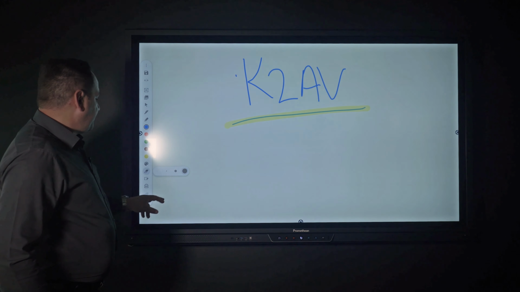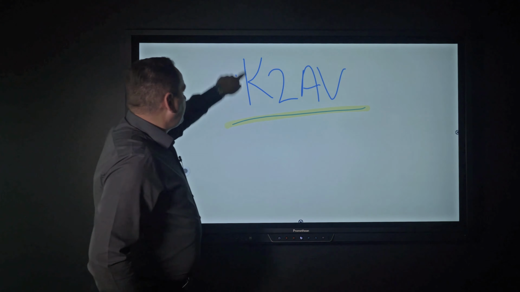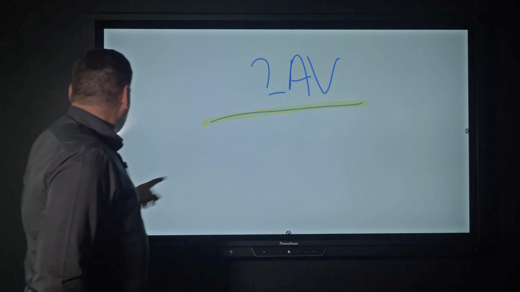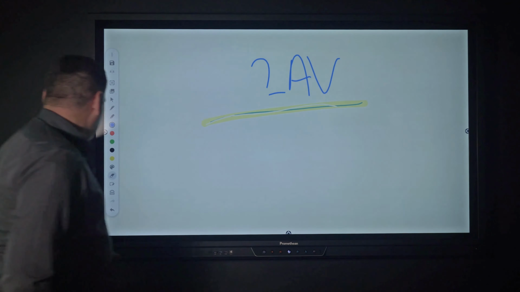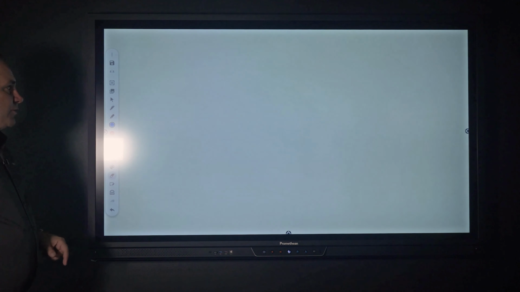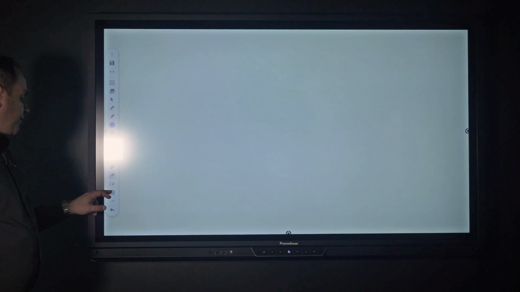We've got an eraser tool. You can choose the thickness of your eraser to rub out what you need to. You can go all the way to thin. And then if you want to, you can just erase all. Tap on that button and away it goes.